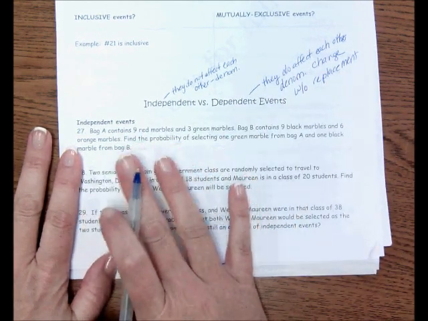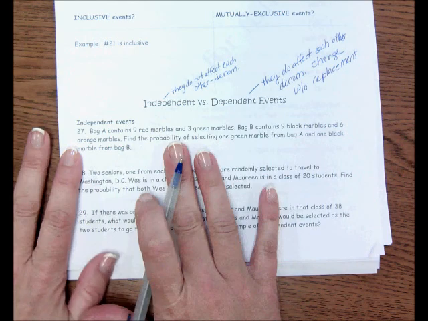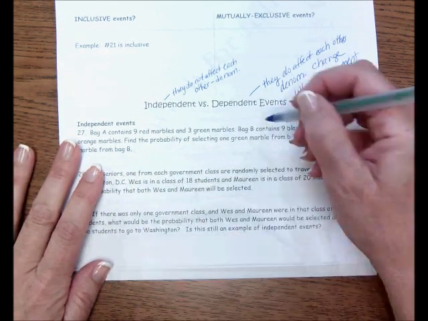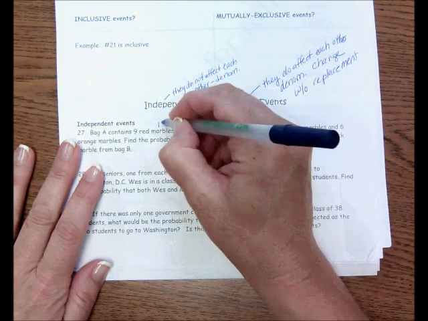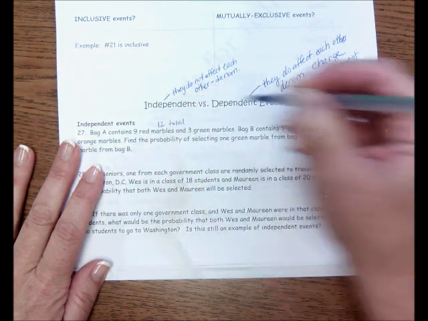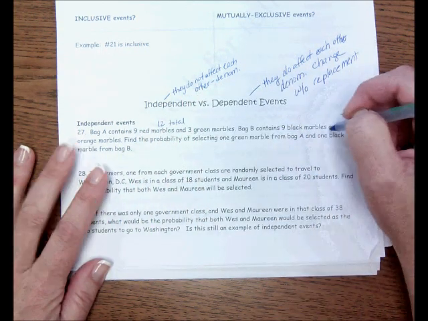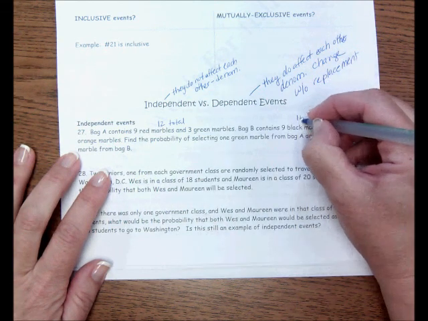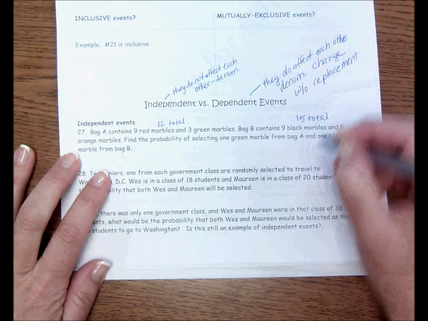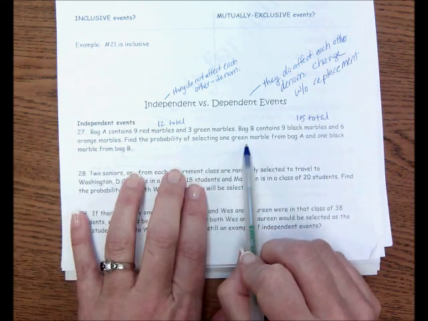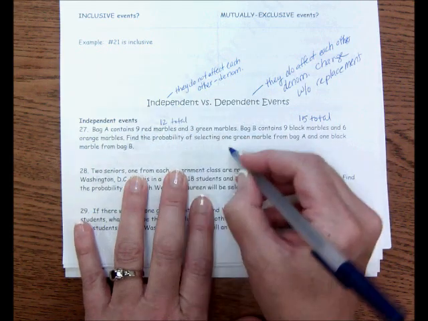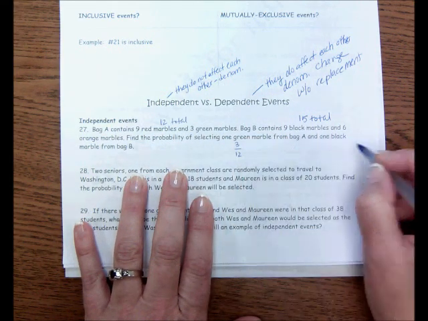So it says a bag A contains 9 red marbles and 3 green marbles. So there's a total of 12. And then bag B contains 9 black marbles and 6 orange marbles. So that's 15 total marbles. Find the probability of selecting 1 green from bag A. So the probability of selecting 1 green from bag A is 3 over 12.